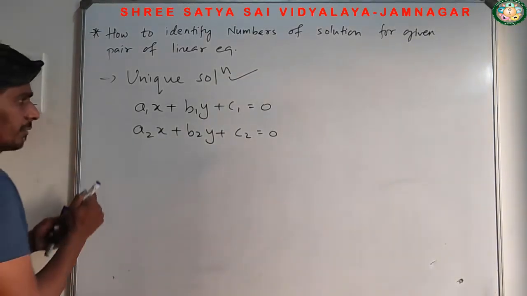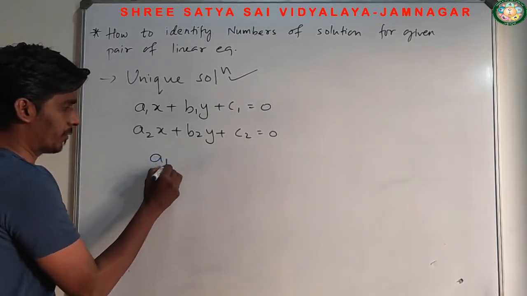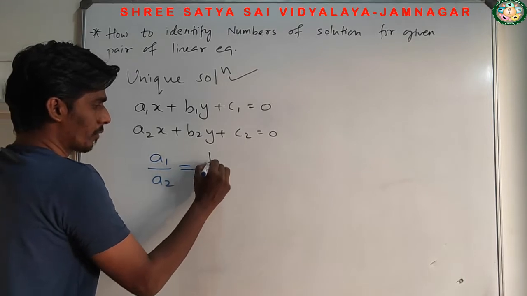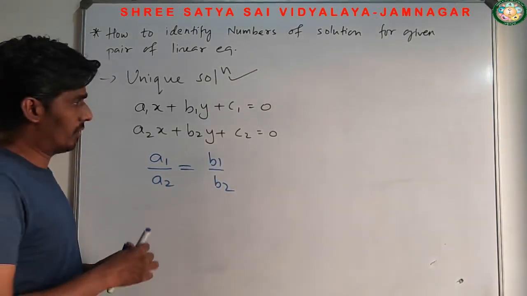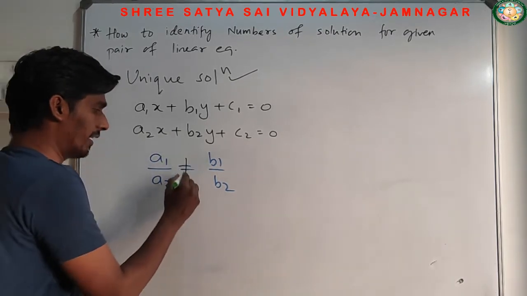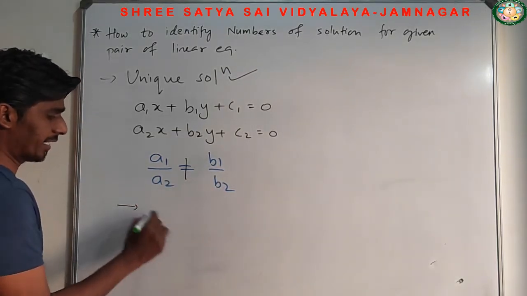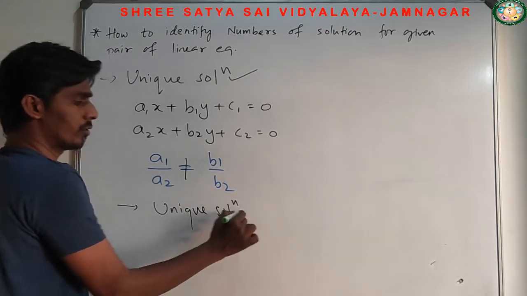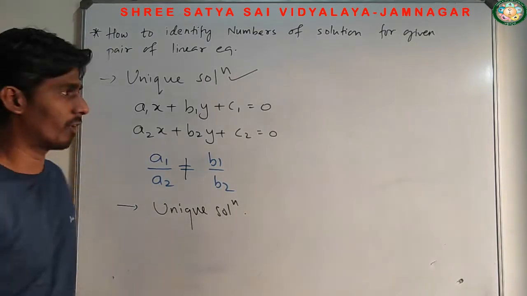Now look at this condition. Whenever for any linear pair of equations, if a1 upon a2 is not equal to b1 upon b2, then I can say that it has a unique solution. I think you are not able to understand this yet. Let's take a simple example of this.